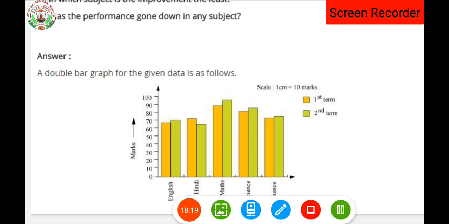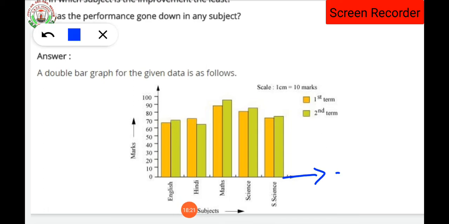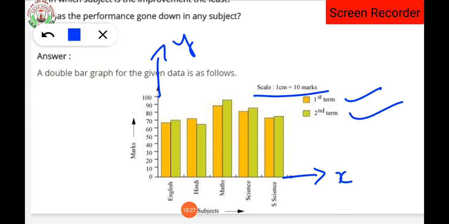Now you will ask me again, teacher, which is the x-axis? So dear student, this is the x-axis, here it will be the y-axis, this is the unit and symbol which you have to choose. Then the subject you have to mention on the x-axis, while marks you have to mention on the y-axis. Marks will start from 0, 10, 20, 30, 40, 50, 60, 70, 80, 90 and 100. And how many subjects are there? There are 1, 2, 3, 4, 5 subjects: English, Hindi, Maths, Science and Social Science.